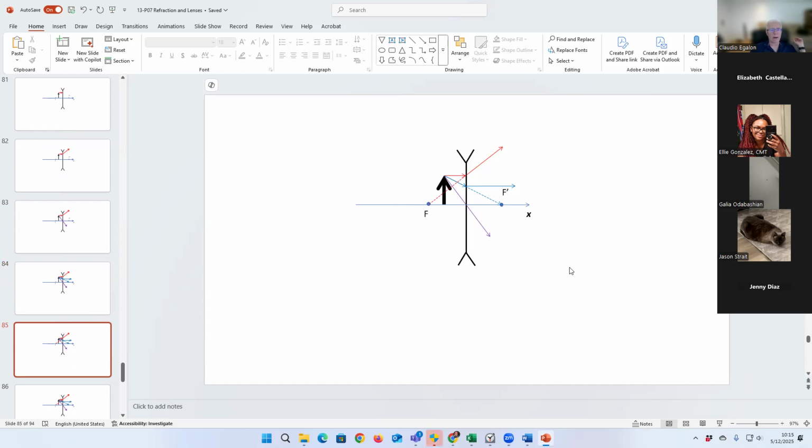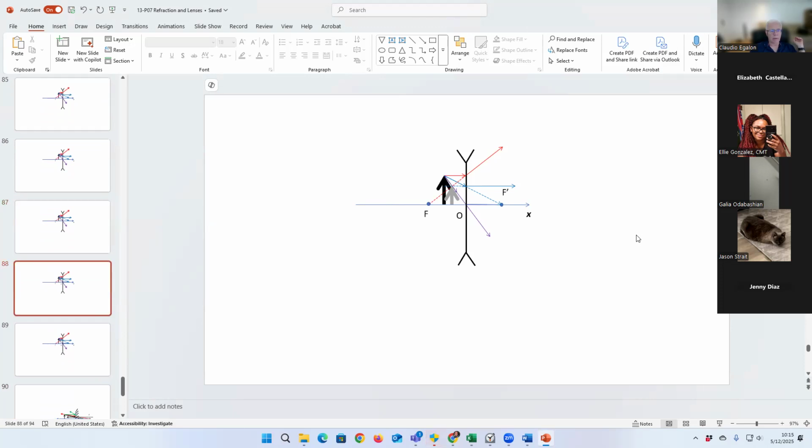The first light ray, its extension must pass through the front focal point. Here you go. The second light ray is intersecting the second one. And even the third light ray also is intersecting the other ones right in here. And we form this virtual image, the smaller virtual image.